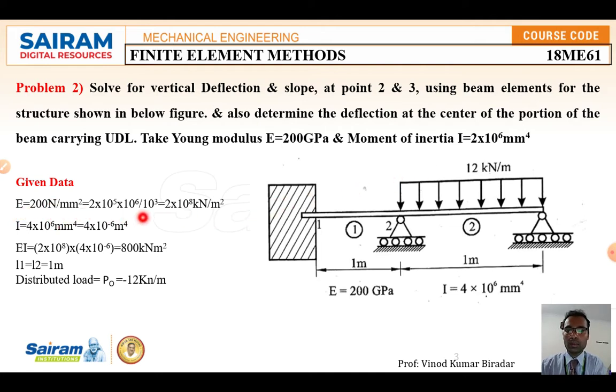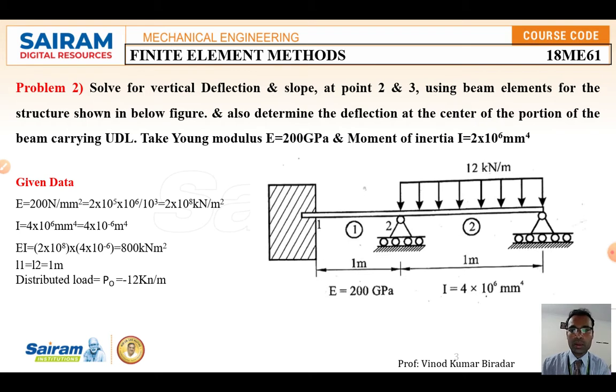Young's modulus E is equal to 200 newton per mm square. I already explained this in the previous lecture. We have to convert this from newton per mm square into kilonewton per meter square, and the moment of inertia I, 4 into 10 to the power of 6 mm to the power of 4, you have to convert to 4 into 10 to the power of minus 6 m to the power of 4. Multiply these two, so EI we are going to get here as 800 kilonewton meter square. The length of the first element and the second element, L1 and L2, are equal to 1 meter, and the distributed load P0 is equal to minus 12 kilonewton per meter. Here the K in the symbol is small and the N should be a capital letter. So this is the given data.